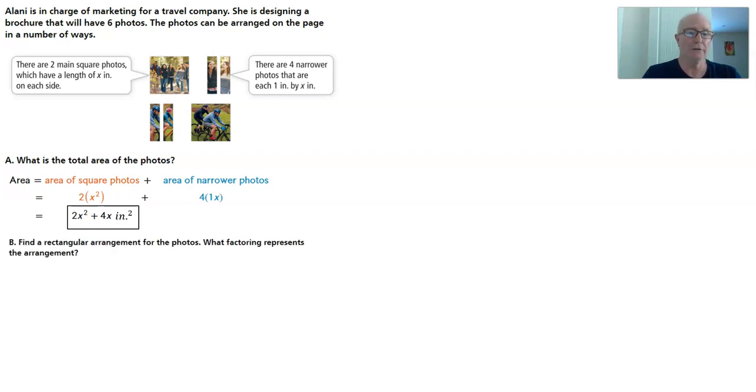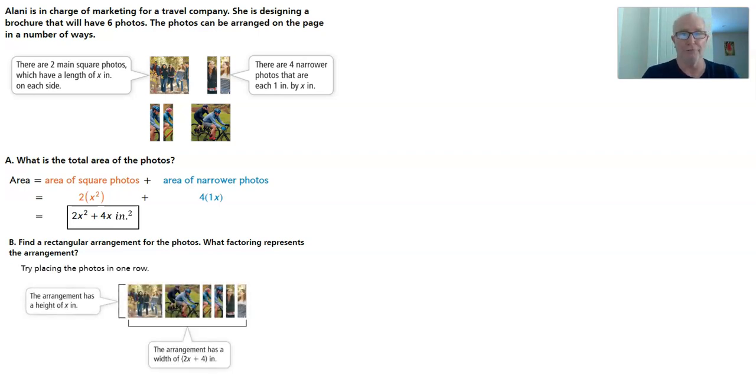The next question is, what's a rectangular arrangement for the photos that we can make, and what factoring would represent that? Well, making a rectangle, we could just put all the photos in a row. And so the square is x by x. So we have x on this side of the rectangle, and then we have x plus x plus 1 plus 1 plus 1 plus 1. So we have 2 x's plus 4 on the bottom. And so a polynomial that would represent that is x times 2x plus 4.